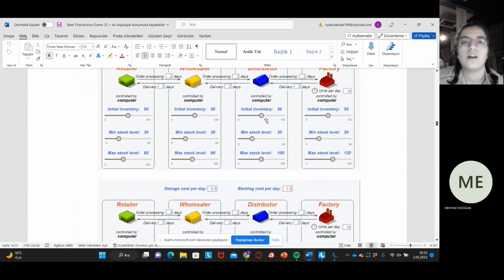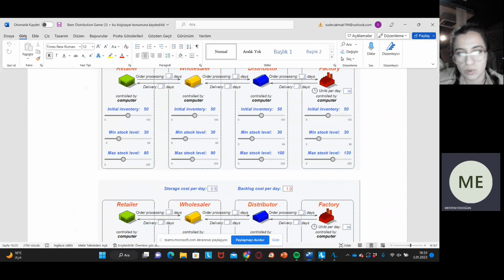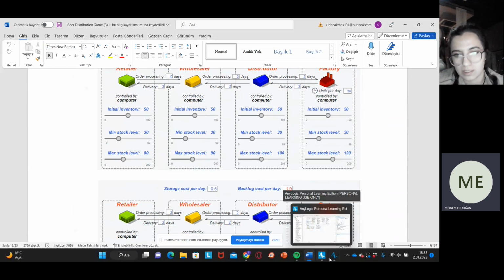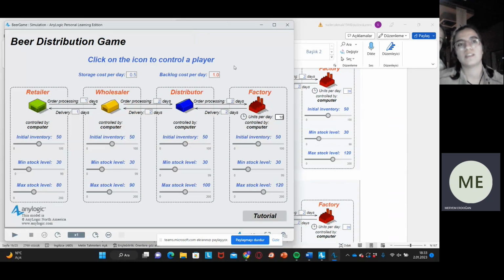After we click the run button, we can show this page. First, the minimum stock is set at 30 in the game. The change we have made here is to increase the minimum stock of the factory from 30 to 50. Now we will examine the consequences of the changes for the simulation.